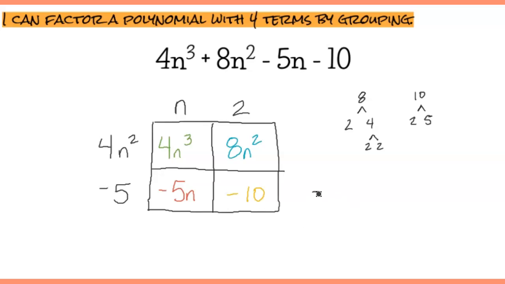And now I just want to write it as two binomials being multiplied together. So I've got 4n squared minus 5 times n plus 2.